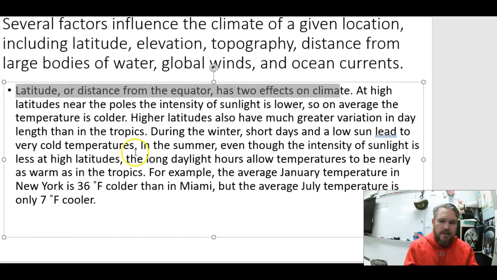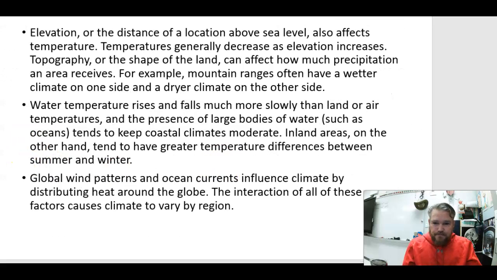In the summertime, it even says here, you can have July temperatures that are very similar in very different locations from the equator. In this one, it talks about Miami and New York. New York is 36 degrees colder than Miami in January, but in July it's only 7 degrees colder, and that's because New York is getting more sun input in the summertime, so it has the ability to heat up. So anyway, moving on.